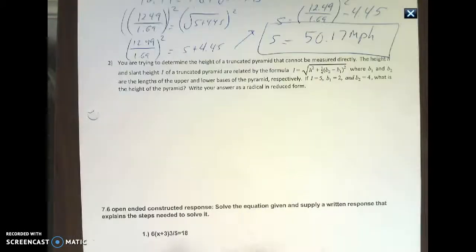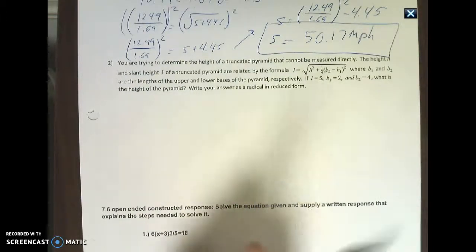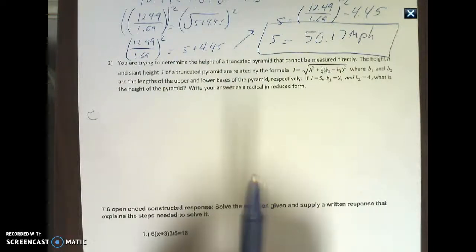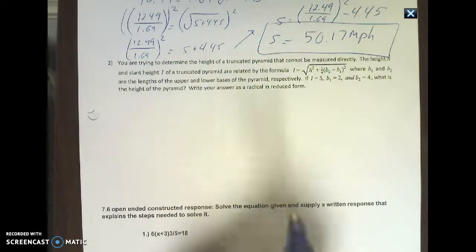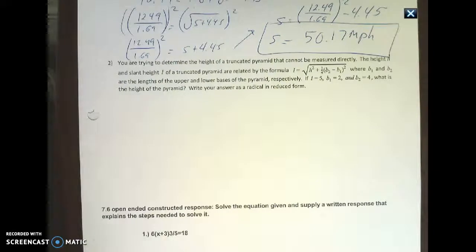Let's see here. You are trying to determine the height of a truncated pyramid that cannot be measured directly. The height h and slant height L of a truncated pyramid are related to the formula L equals the square root of h squared plus 1/4 times the quantity b sub 2 minus b sub 1 squared, where b sub 1 and b sub 2 are the lengths of the upper and lower bases of the pyramid, respectively. If L equals 5, b sub 1 is 2, b sub 2 is 4. What's the height of the pyramid? Write your answer as a radical in reduced form.